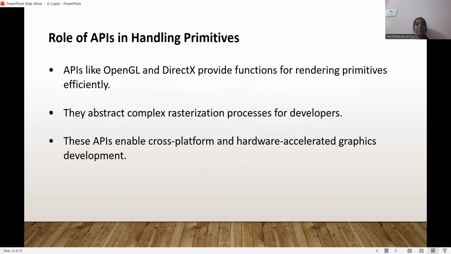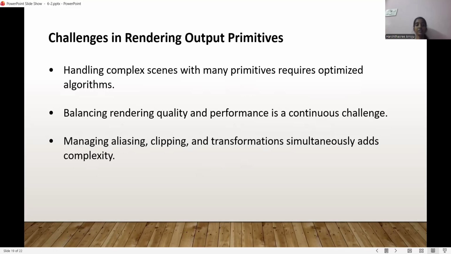Role of APIs in handling primitives. APIs like OpenGL and DirectX provide functions for rendering primitives efficiently. They abstract complex rasterization processes for developers. These APIs enable cross-platform and hardware accelerated graphics development.